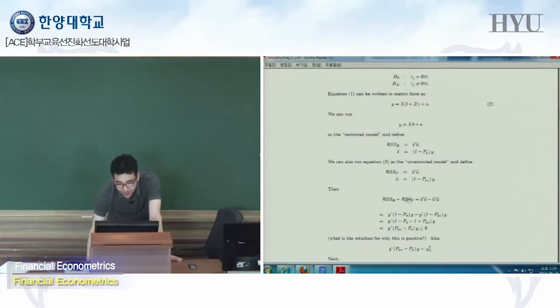Therefore, RSSR minus RSSU should always be greater than or equal to 0. Anyway, RSSR minus RSSU equals e hat prime e hat minus u hat prime u hat.